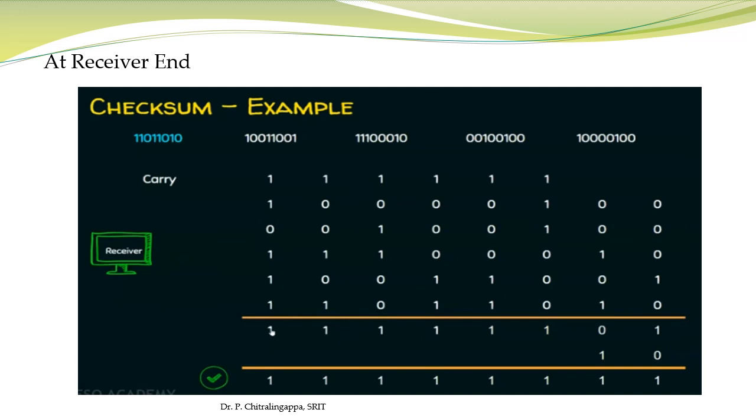So the receiver will receive the original data along with the checksum. Again you can apply the same process. Finally you will get the result as all ones, so there is no issue.